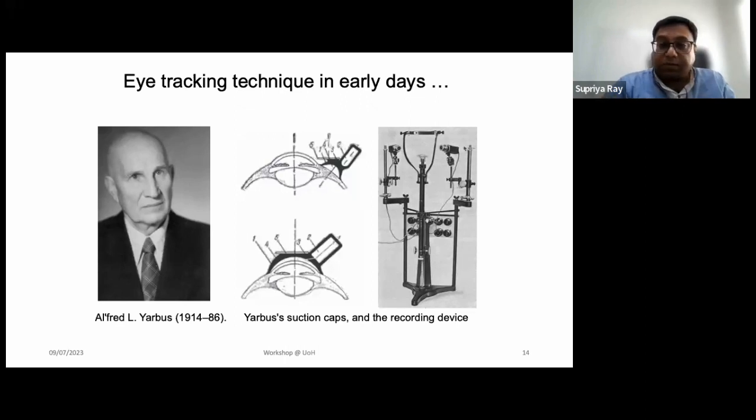I don't have a pointer, but to help you understand, in the rightmost panel the subject sits at the middle and puts their chin on the chin rest, and you can see two beams. One is the emitter, another is the receiver. Whenever the subject moved their eyes, light got reflected from the mirror embedded in that contact lens, what he called suction caps, and that reflected light was captured by the receiver, and the trace was recorded on some kind of celluloid film. Go to the next, please.